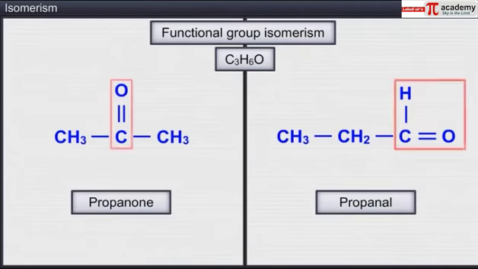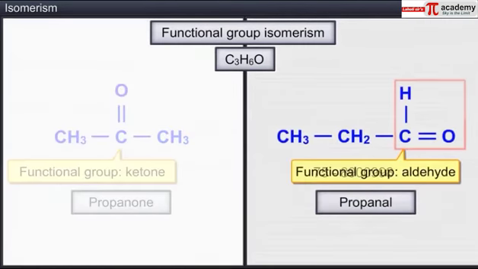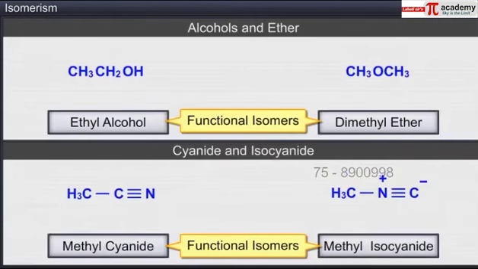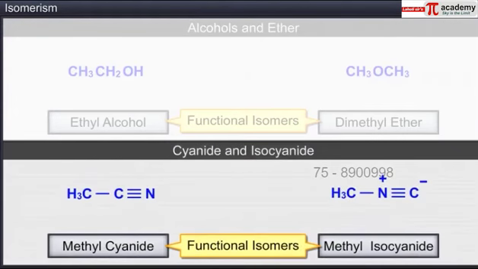That is, in case 1, ketone is the functional group, and in case 2, aldehyde is the functional group. Some examples of functional isomers are alcohols and ethers, cyanides and isocyanides.